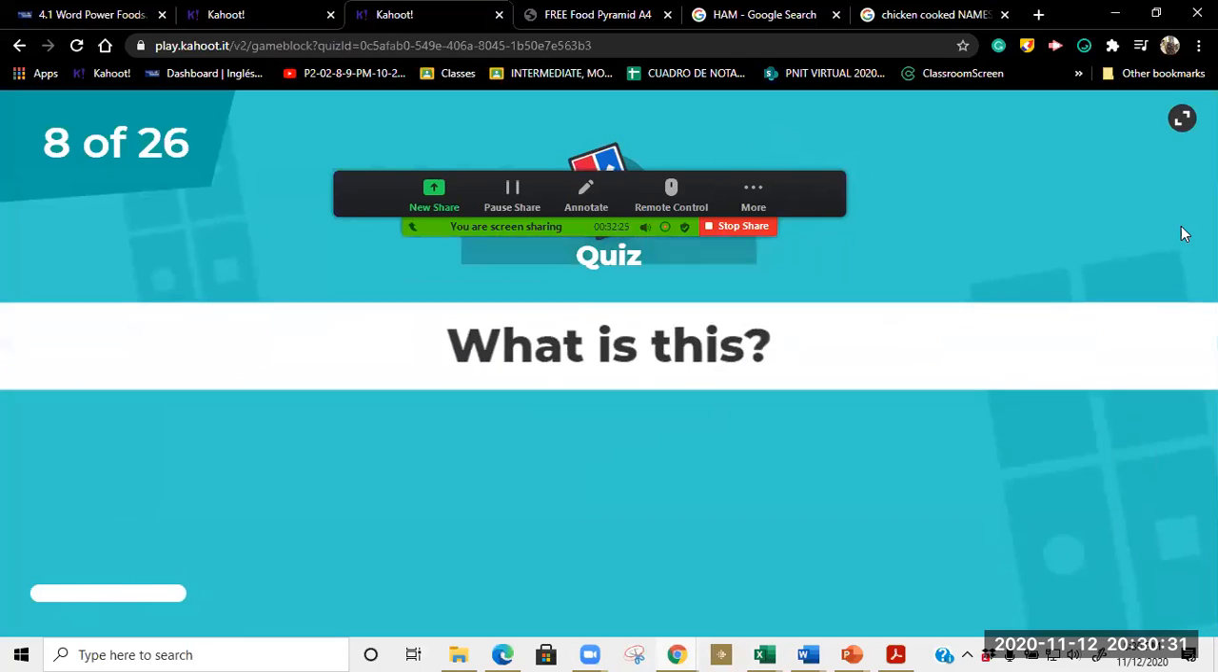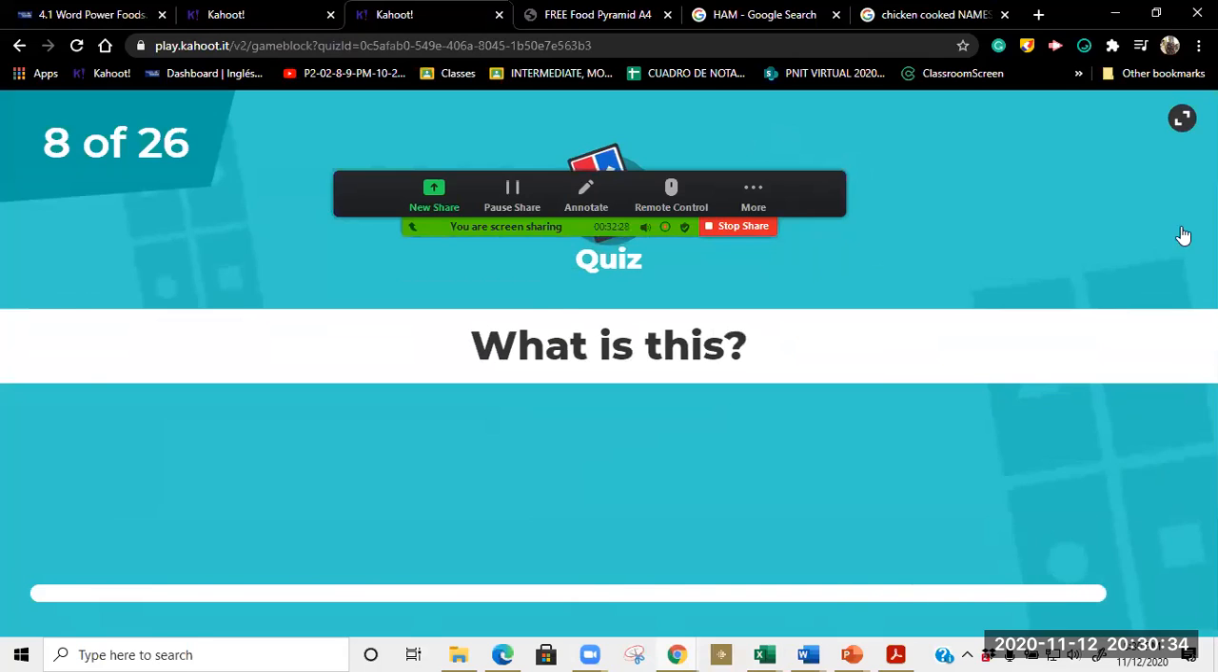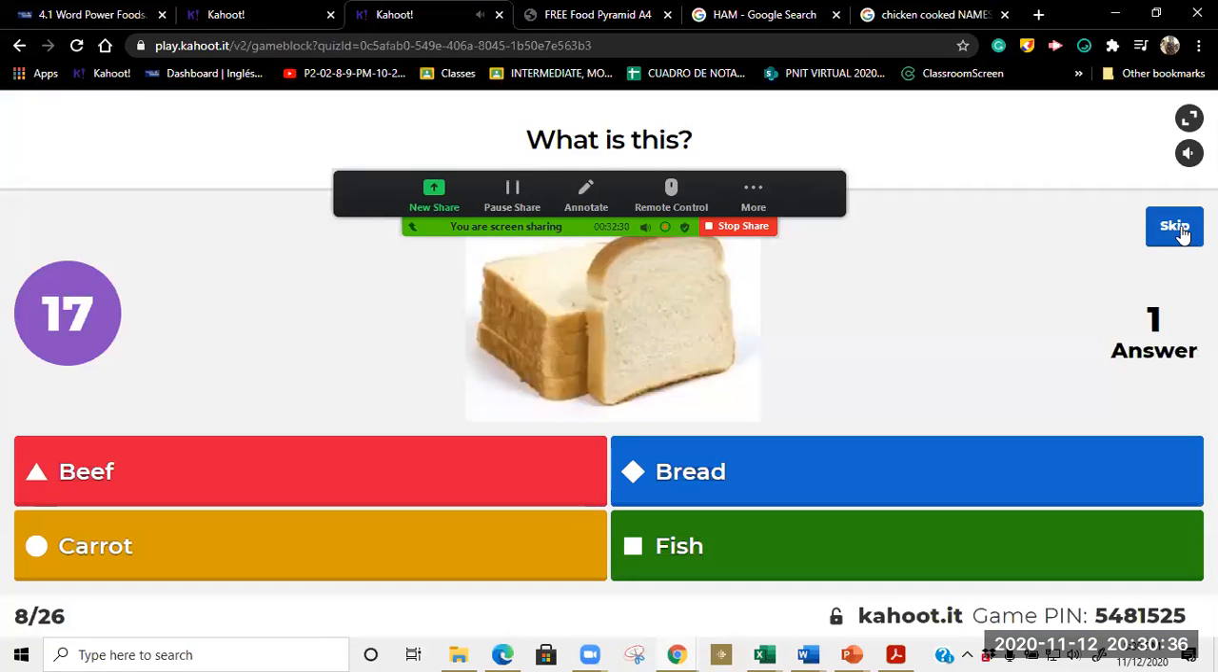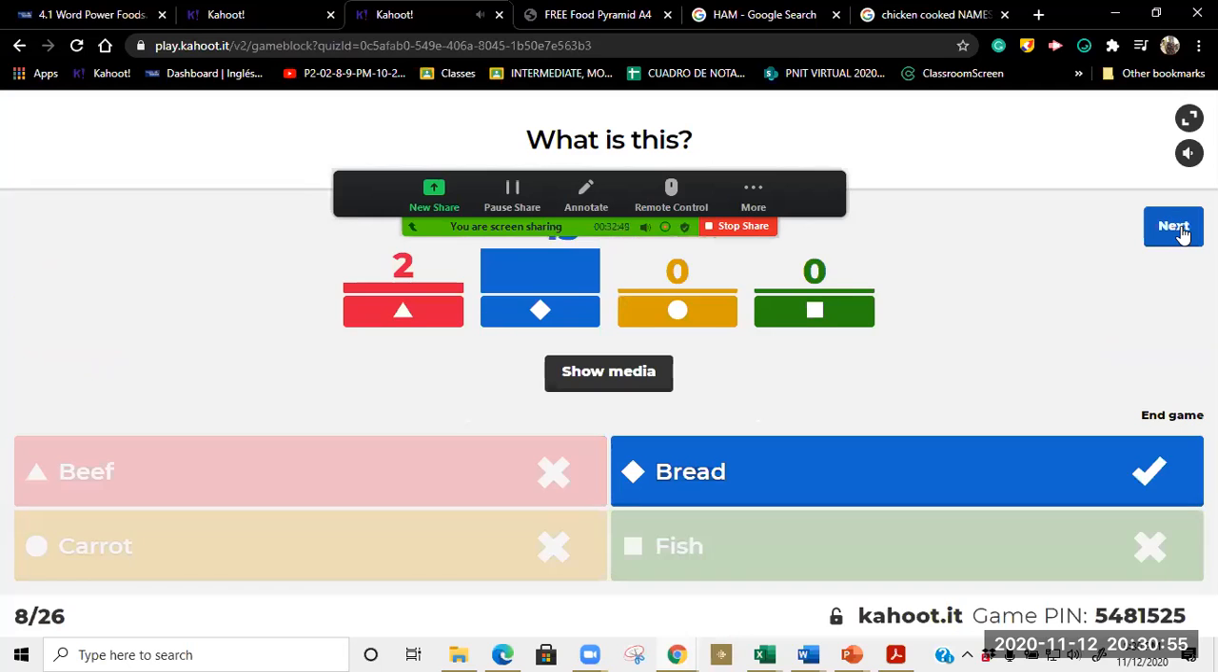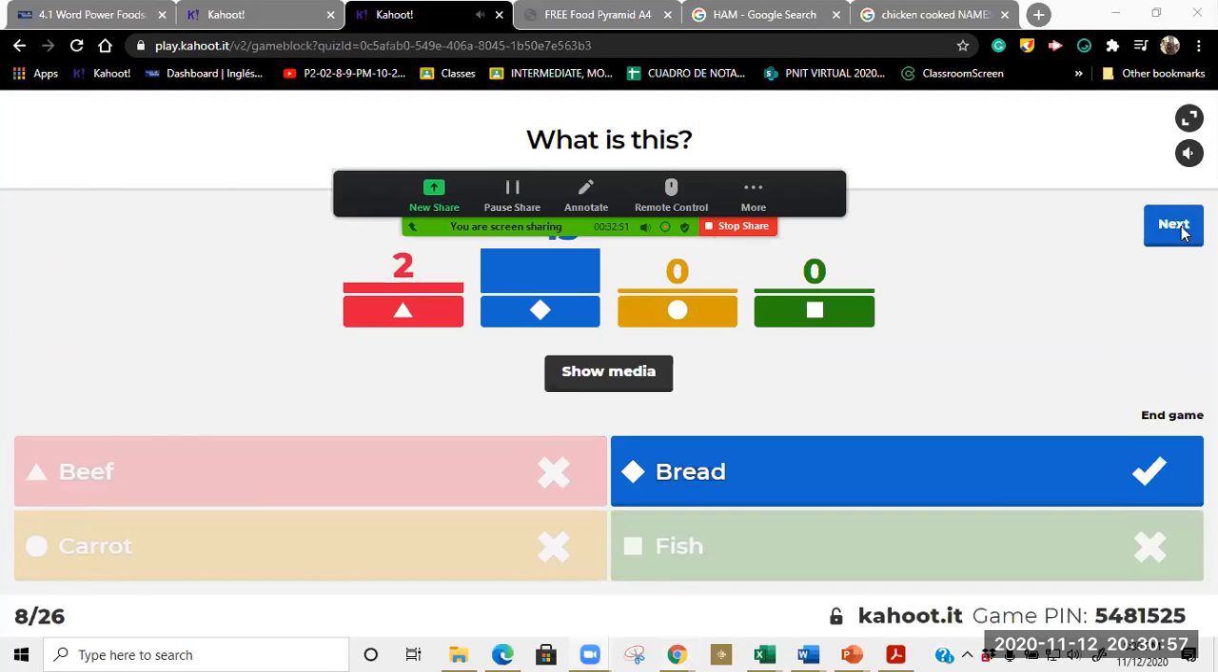Our next one is. What is this? Easy. It's bread. Pan. Bread. Yes. Now, tenemos diferentes nombres, baguettes, and so on. But everything is called bread.